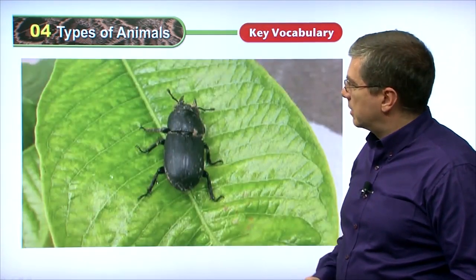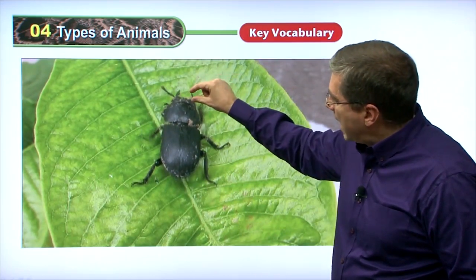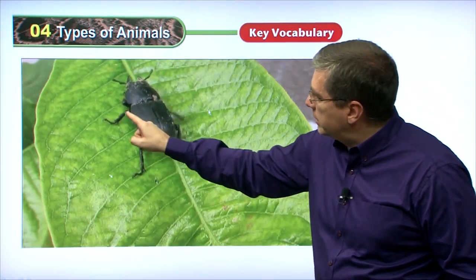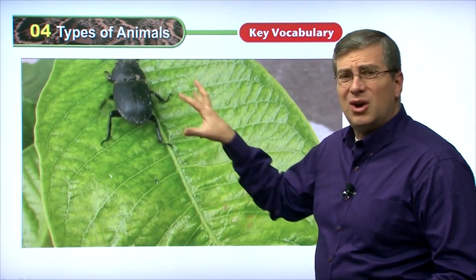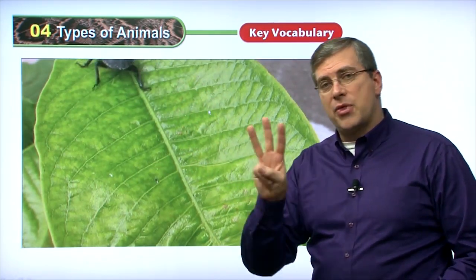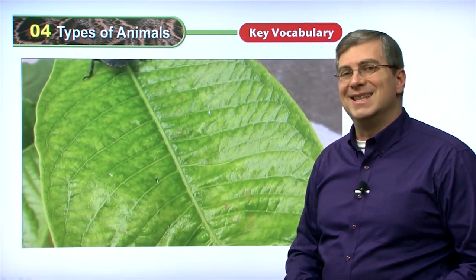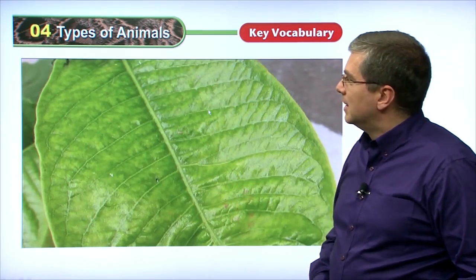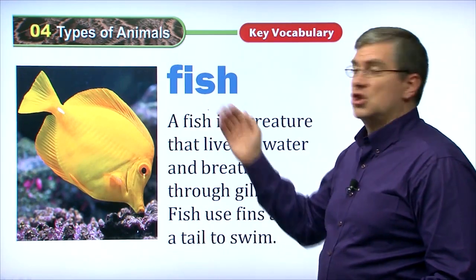Let's take a look. Here's another type of beetle here, and he's crawling along a leaf. You can see his head, you can see the middle section, you can see the abdomen, and you can see one, two, three, four, five, six legs. He's kind of having a hard time crawling over this leaf. But that's a good example of an insect. Insects have 3 body parts and 6 legs. That's how you know it's an insect. Okay? So, bye-bye, beetle.